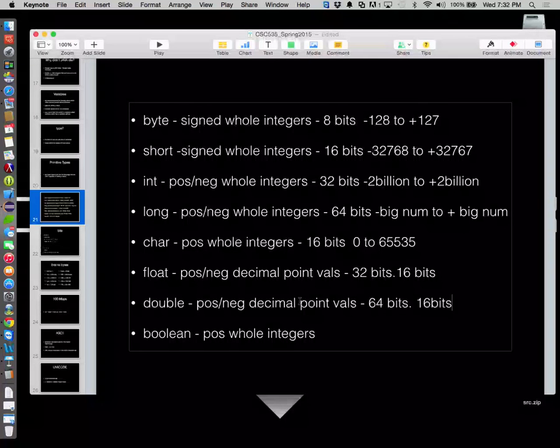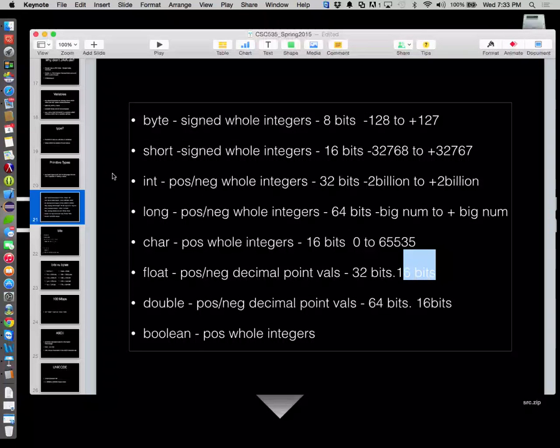Now, can you say that again? A float is the decimal point version of an int. So an int is a 32-bit number that holds just positive and negative whole numbers. A float is a 32-bit number also, but it also holds 16 bits worth of decimal point value. It can hold 3.14, for instance, in a float, but you can't hold 3.14 in an int. The 0.14 would get cut off. Okay, so a float is kind of like an int for decimal point numbers. A double is like a long for decimal point numbers.